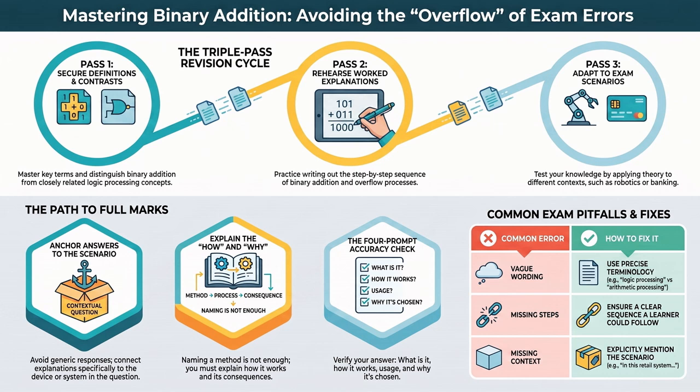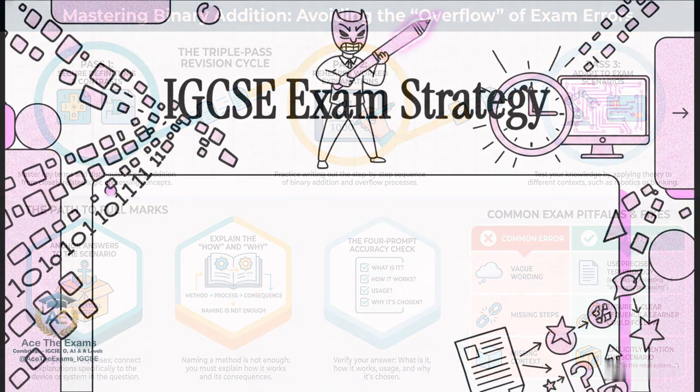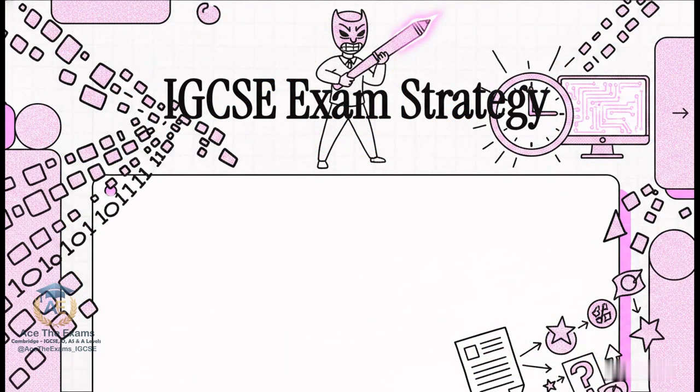Picture this. You're sitting in the exam hall, the clock is relentlessly ticking down, and boom, there it is. A massive, high-mark computer science past paper question on binary addition and overflow. Now, panic sets in for most students right about here, but not for you.